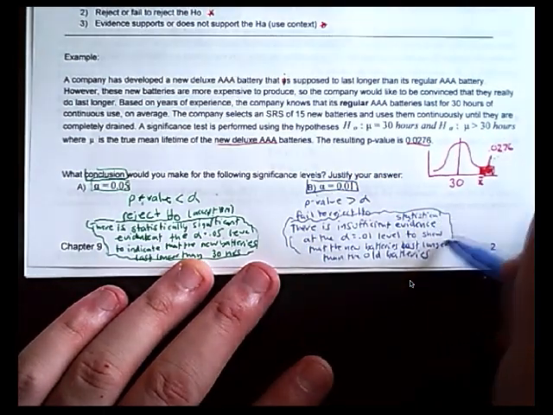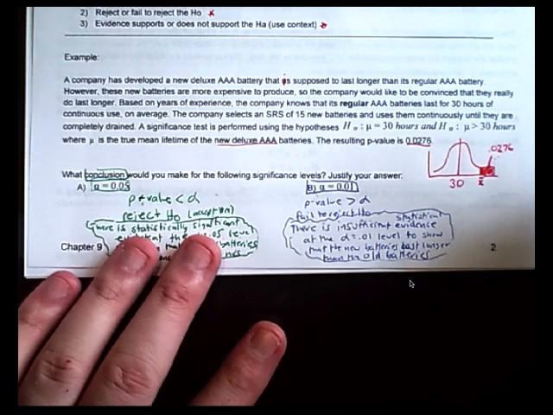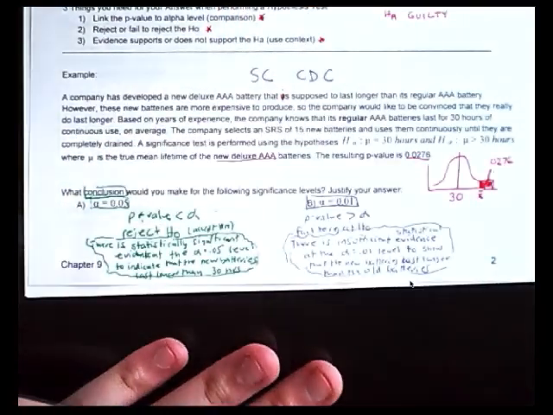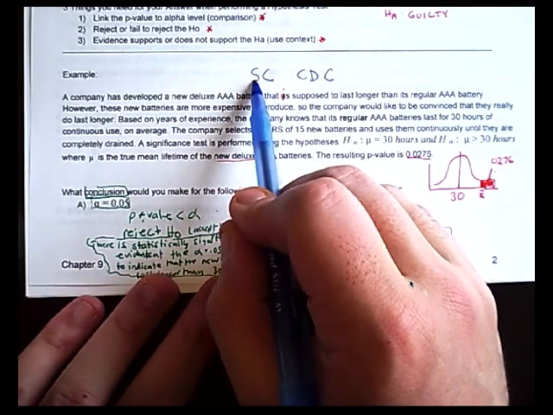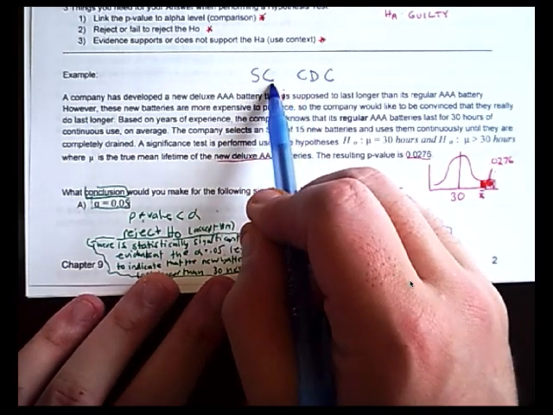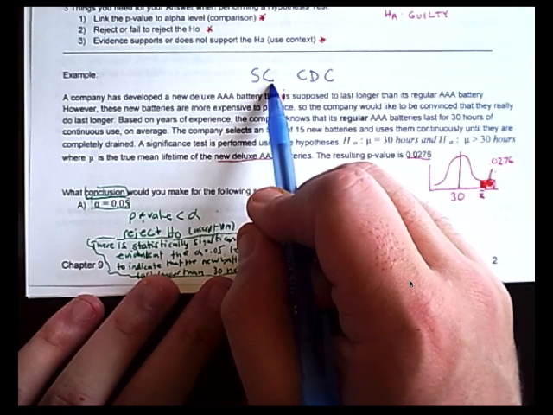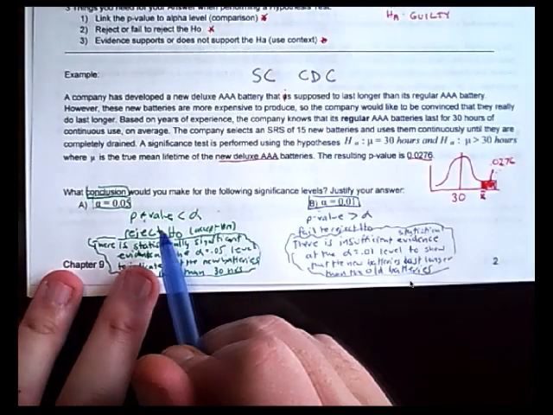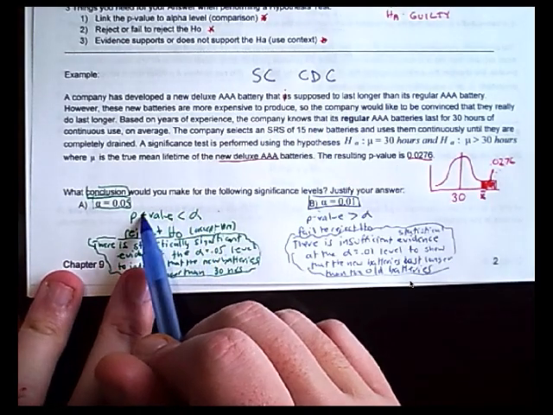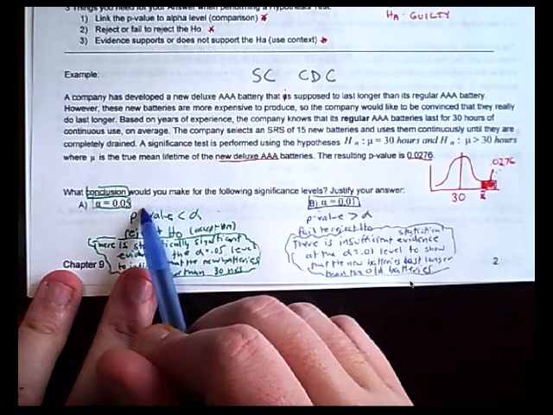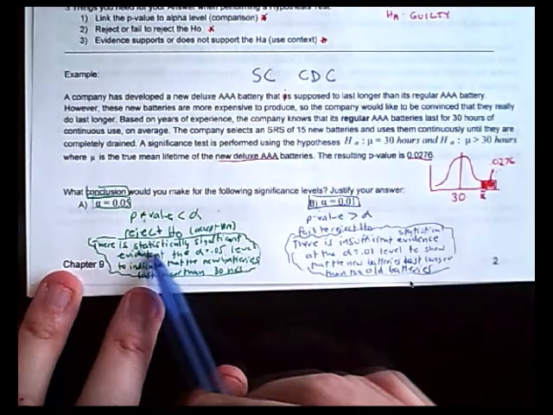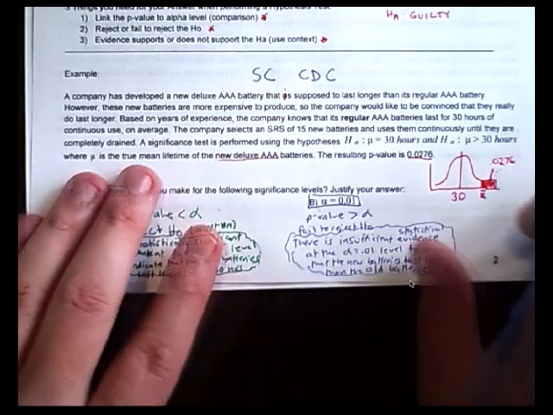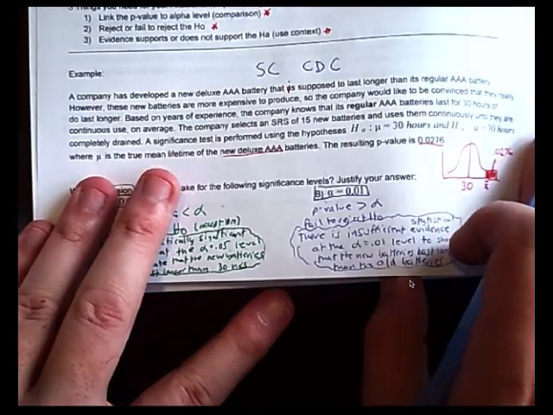So when we actually go through the whole process of a significance test, we're going to use that same thing, SC-CDC. Statement, which involves the hypotheses themselves. You do have to do a condition check just like you did before. We're going to do calculations. We're going to make a decision and linkage. That's what this is, decision and linkage. And then we're going to come to a conclusion, which is circled here below. So that's the idea behind it.